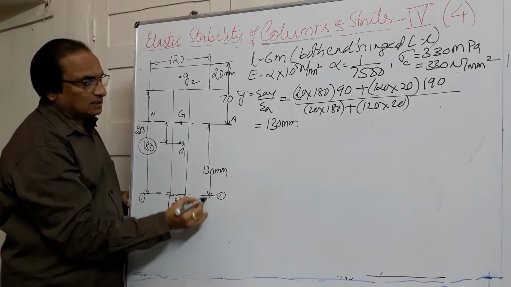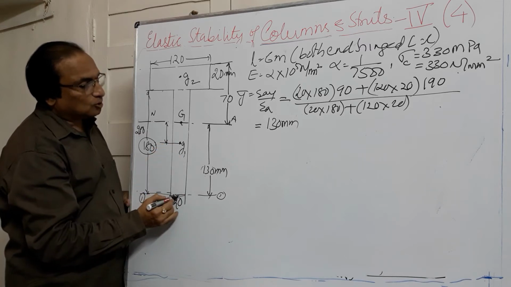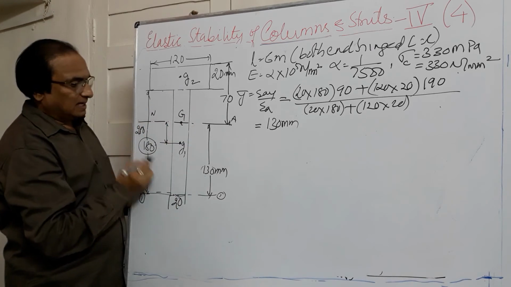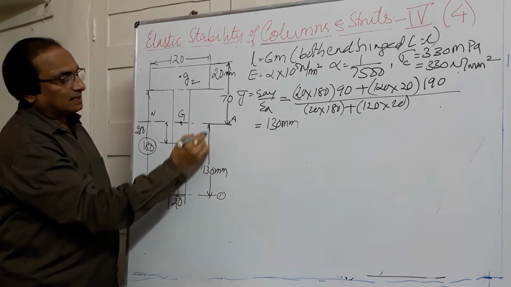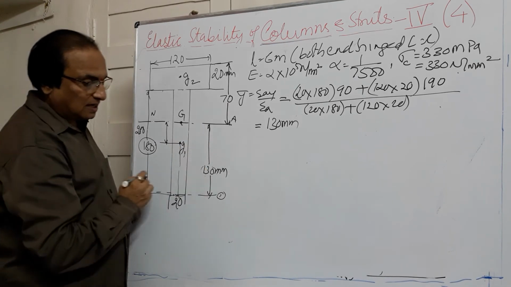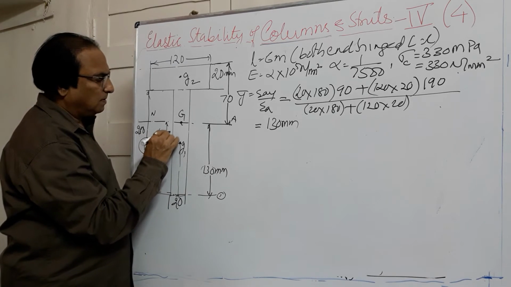You know this height is 130. This is the center. So total height is 180, half of that will be 90. So this height is 90, whereas this height is 130. So 130 minus 90 will be equal to 40 mm.